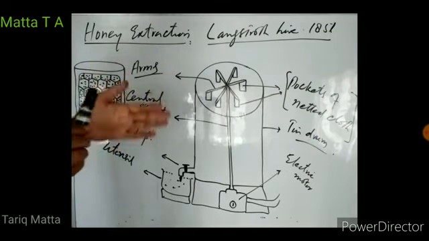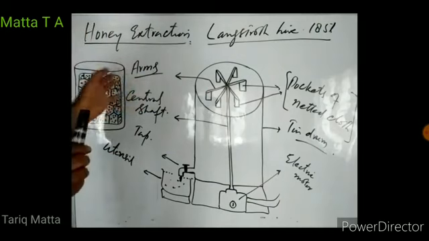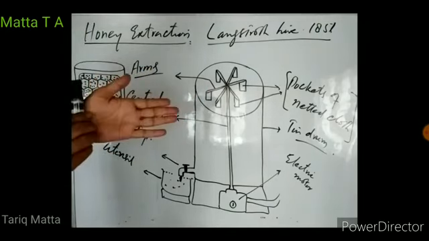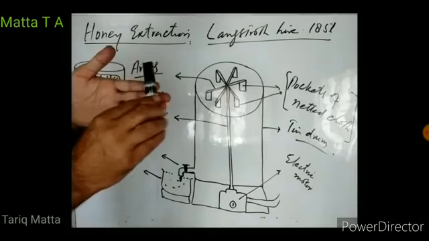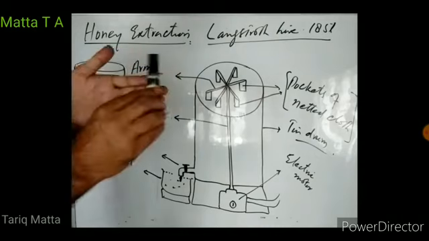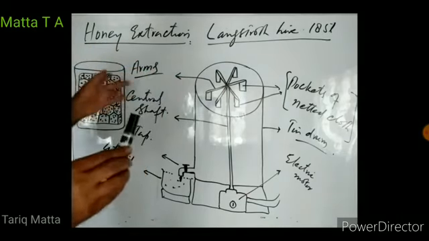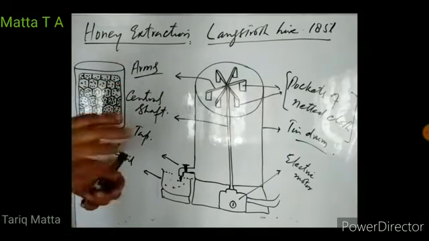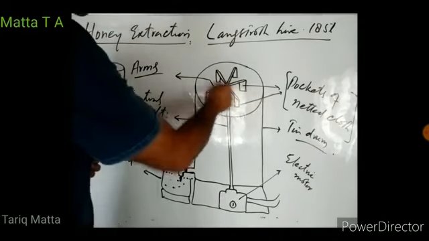So before honey extraction, we have to take out these comb foundations, and we have to uncap the cells with a knife which is heated over steam. This knife uncaps the wax cells of the comb foundation, and after uncapping it, we put it in this netted cloth pocket, which is attached to this arm.